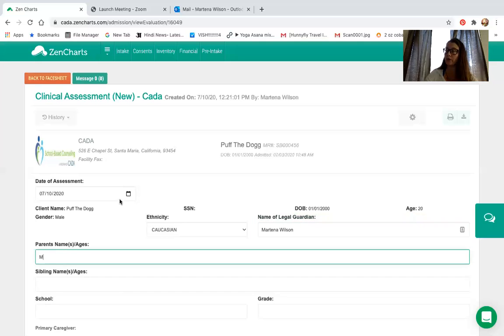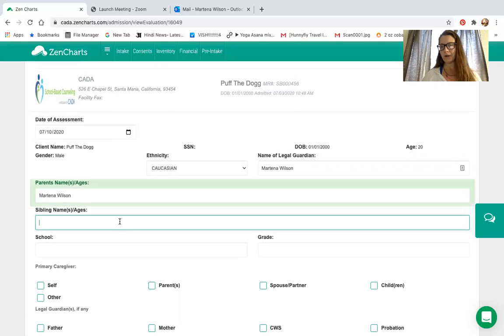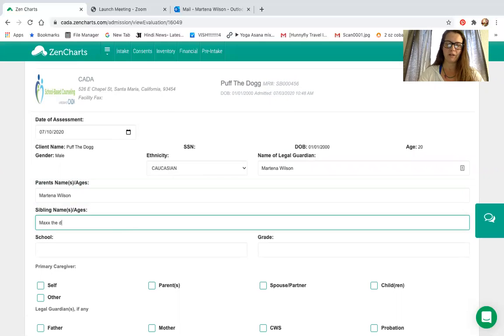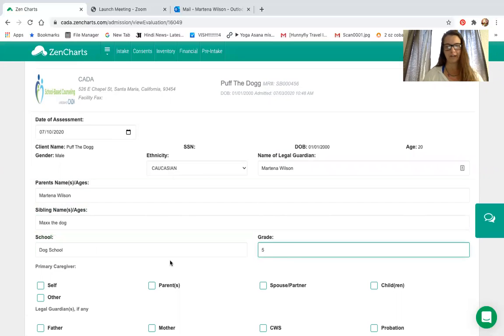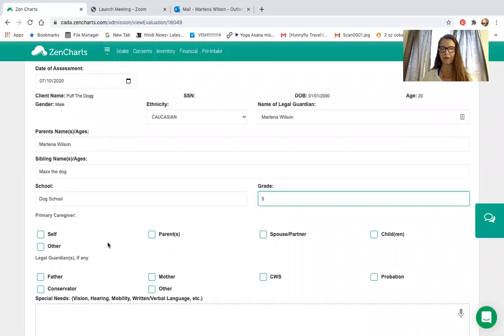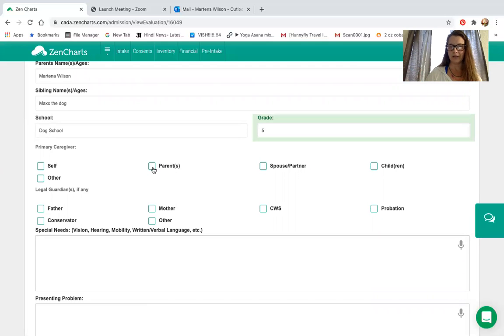Parents, so, all right, so this is where you can do this with the parent. You can say, okay, mom, dad, caregiver, what's your name? Martina Wilson. Does Puff have any siblings? Yes, Max the dog. What school? We'll say dog school. And what grade? I don't know, 5th grade, all right, grade 5. Who is the primary caregiver? So let's say in this case, it is the parent. You could say other. Legal guardian, let's say, is the mother, and you could say the father, right? But if it was a caregiver, you might have CWS, probation, conservator, grandparent.